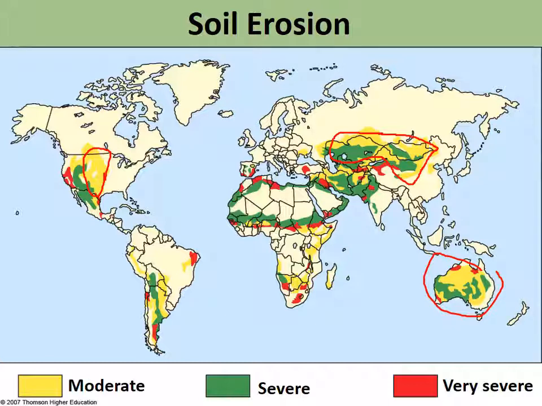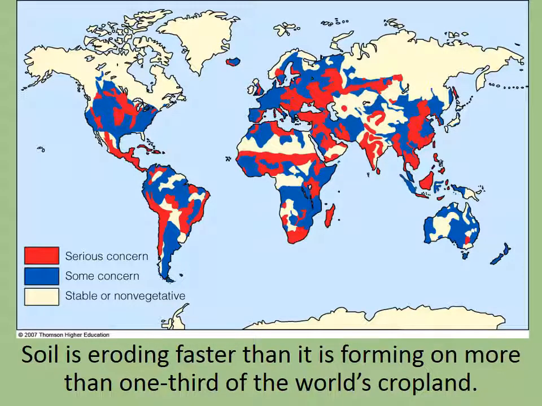Then your severe is your green, which makes no sense to me that next is the green color. So then this is the kind of as you're going towards the west coast in the US. And then your red is your very severe. So you have your very severe right now, west coast, huge drought going on. Okay. Down here you've got South Africa, you've got these smaller areas where it's very severe. So soil is eroding faster than it's forming on more than 1/3 of the world's cropland, which is very bad.